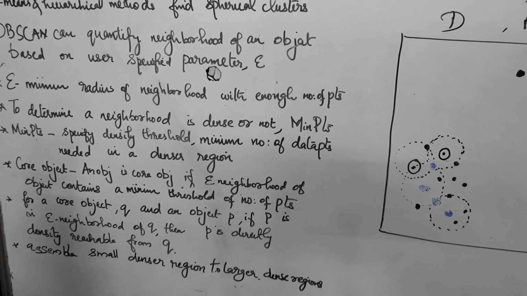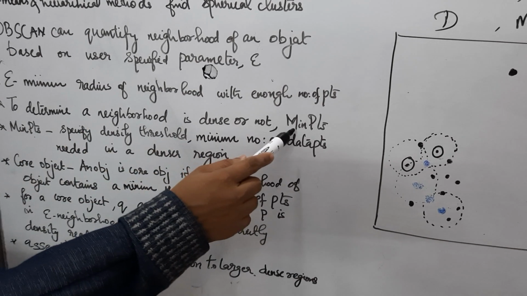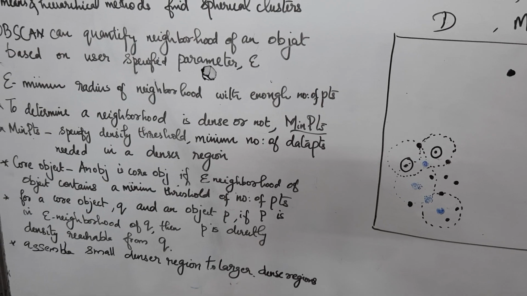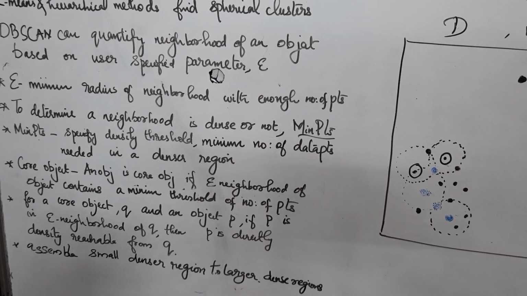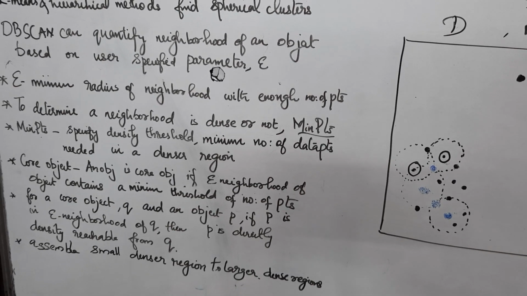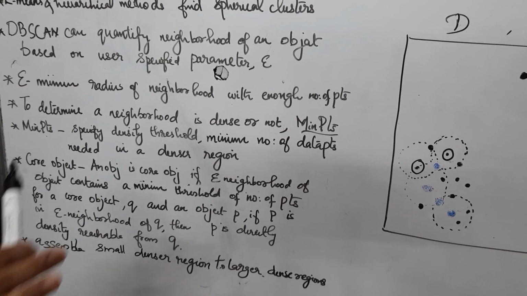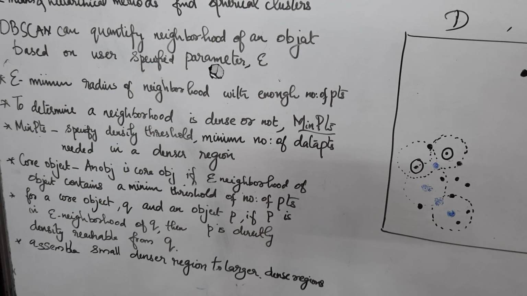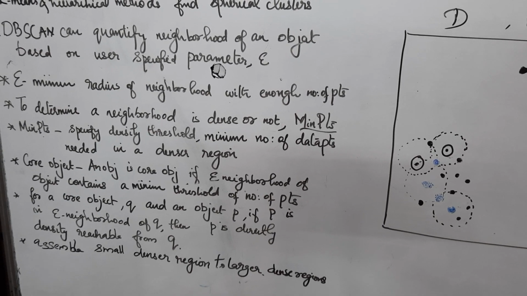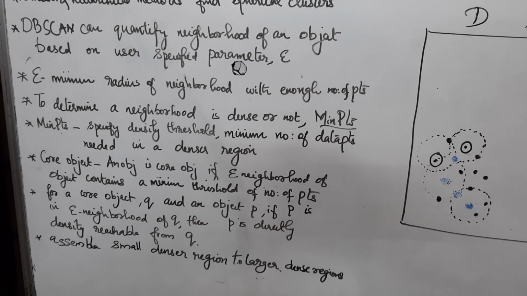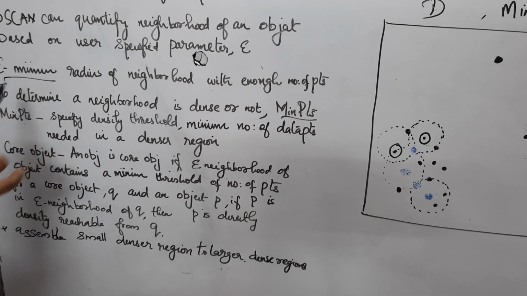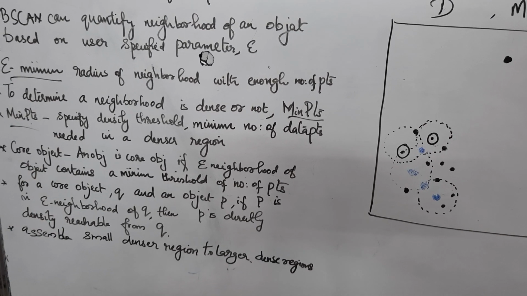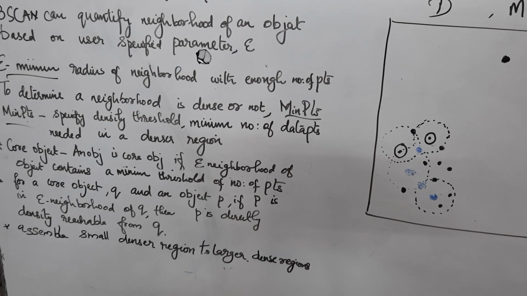To determine whether a neighborhood is dense or not, the second parameter we need is min points. Min points specifies the density threshold. That means it specifies some level for the density. It specifies the minimum number of data points needed in a denser region. That means for a cluster to be a denser region, a minimum number of data points is needed. These are the two main parameters in DB-scan, epsilon and minimum points.